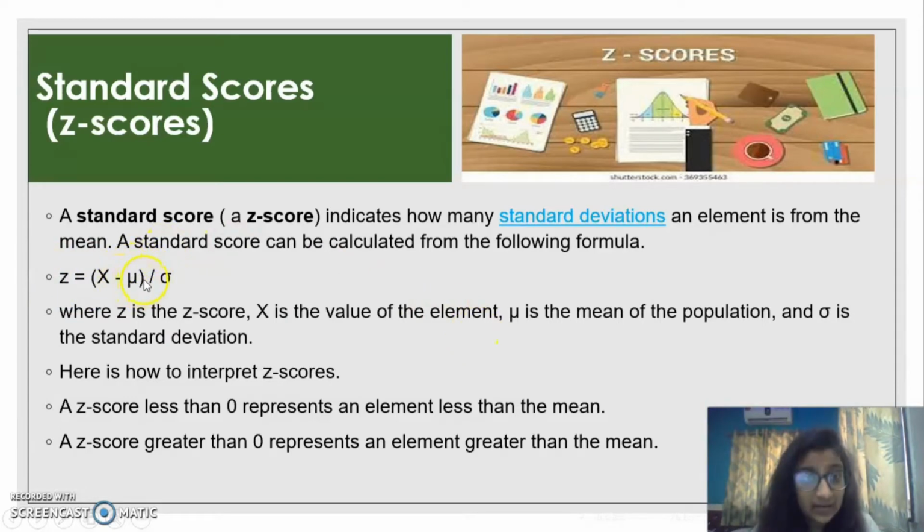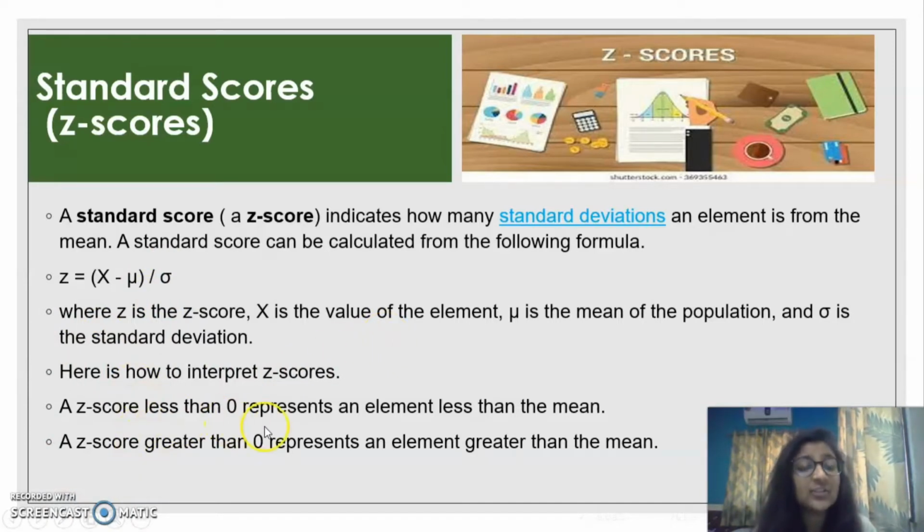This will be your mean, so value of element minus mean of the population, and then divided by your standard deviation. Okay, now here again there comes a concept where you will have to interpret the Z score. How do you interpret the Z score?